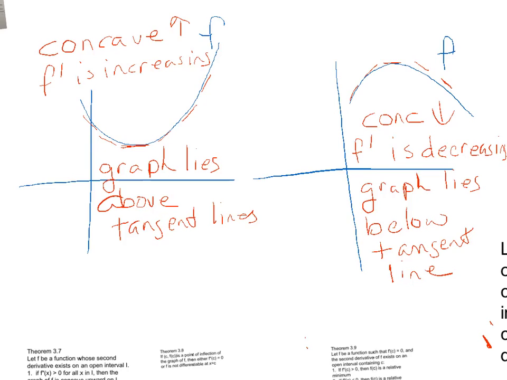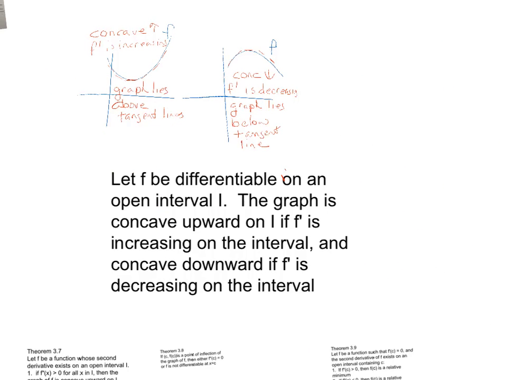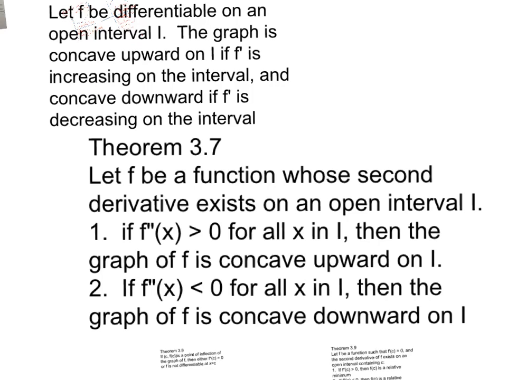All right, now, the second derivative test helps us to determine intervals where our graph is concave up and concave down. Okay, this is what we just talked about. Let f be differentiable on an open interval I. The graph is concave up on the interval if f prime is increasing, and concave downward on the interval if f prime is decreasing. Here's an important theorem in this section having to do with the second derivative test.